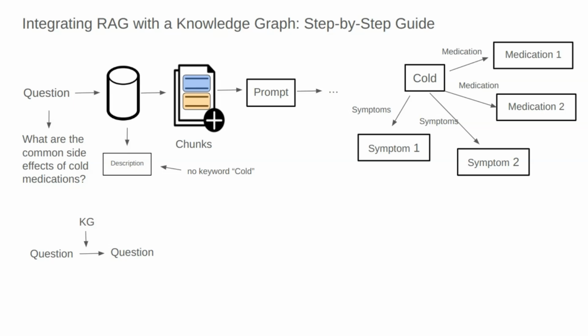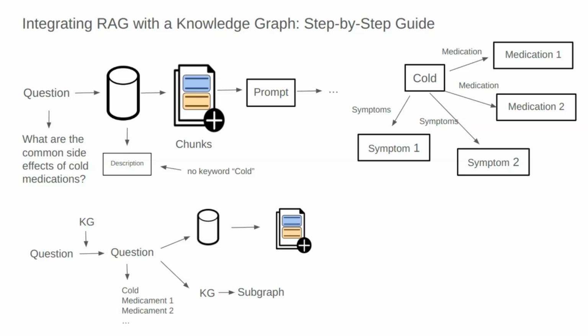Once the question is expanded, it can proceed through two paths. First, it can query the vector database to retrieve relevant chunks. Second, it can query the knowledge graph to extract a subgraph corresponding to the question. The expanded question now includes key entities such as cold, medication 1, and medication 2. Using these entities, we can locate their corresponding nodes in the graph and extract a subgraph containing these nodes. For example, the relationships for medication 1 and medication 2 indicate their use for colds. These relationships form a subgraph.